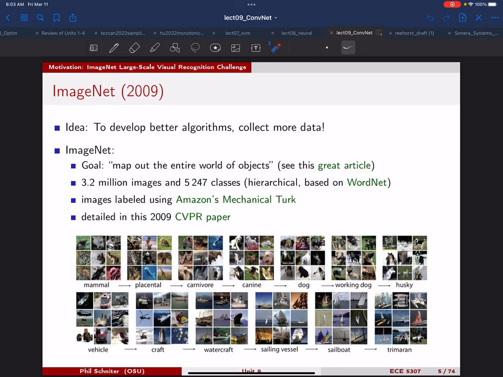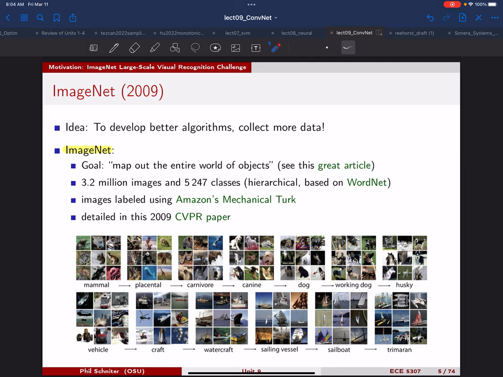In order to really make that leap to the next level, we do need bigger data sets. As we know, part of that is due to the bias-variance trade-off. If you try to build a larger model and you don't have enough data, the variance kills you. But the way that you can overcome that is you collect a lot more data. Okay, so the first data set that really tried to do this was ImageNet. It's now a very famous data set, still used extensively. And the goal at the time was essentially to map out the entire world of objects. Sounds very ambitious, and it was.